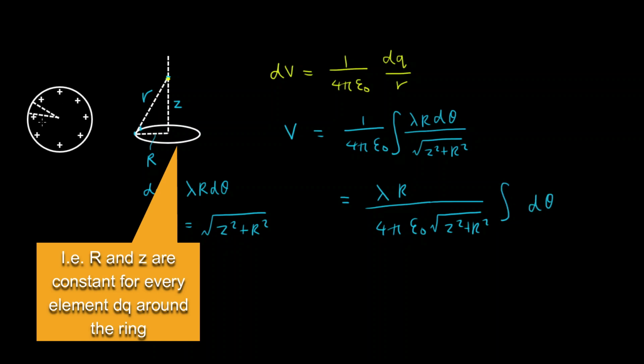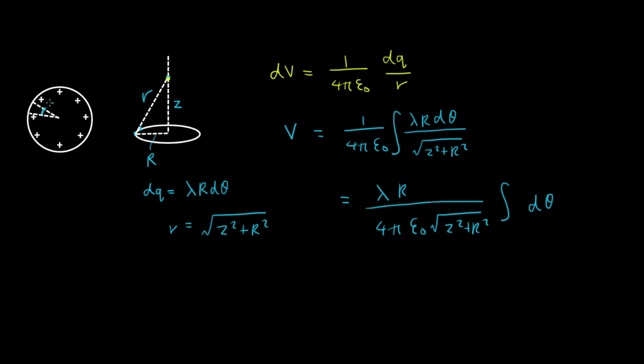Okay, so if we look at the plan view, this here is d theta, and we integrate from 0 to 2 pi around that circle. So effectively what we get is lambda by 2 pi r over 4 pi epsilon naught root z squared plus r squared. And we can make some cancellations of pi, and 2 on 4 is a half.